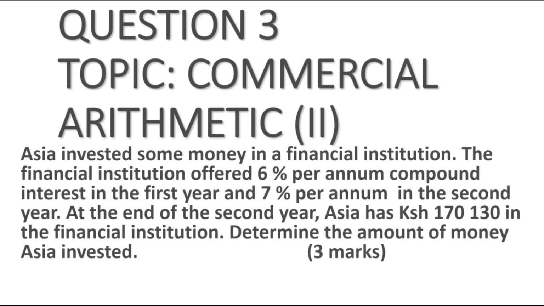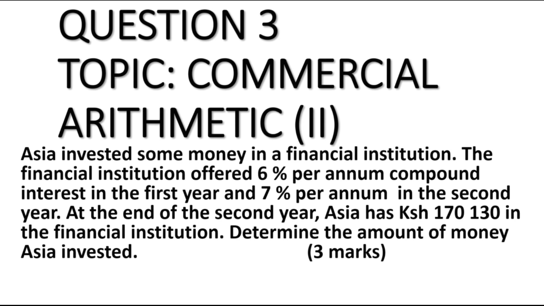Next, question 3, topic commercial arithmetic 2. Asia invested some money in a financial institution. The financial institution offered 6% per annum compound interest in the first year and 7% per annum in the second year. At the end of the second year, Asia has 170,130 shillings in the financial institution. Determine the amount of money Asia invested.